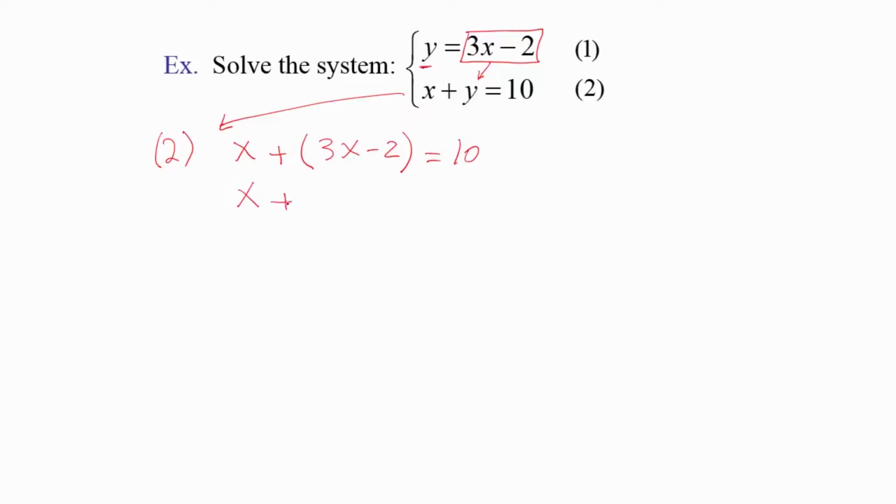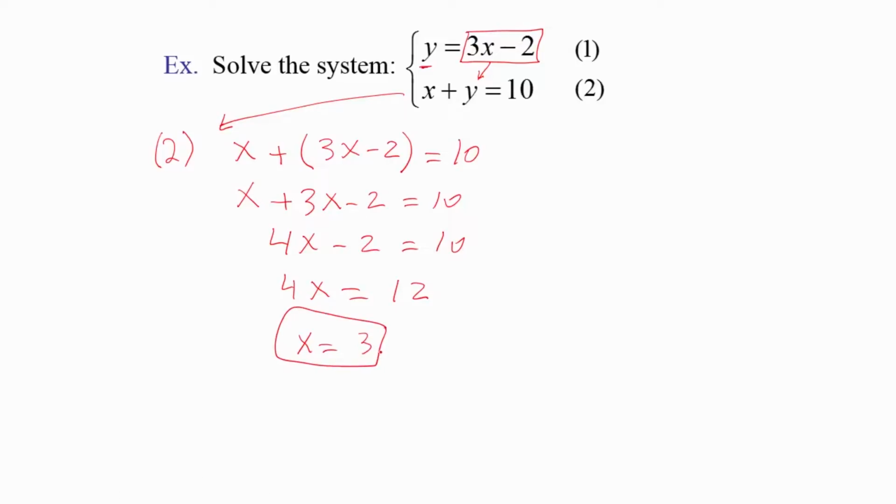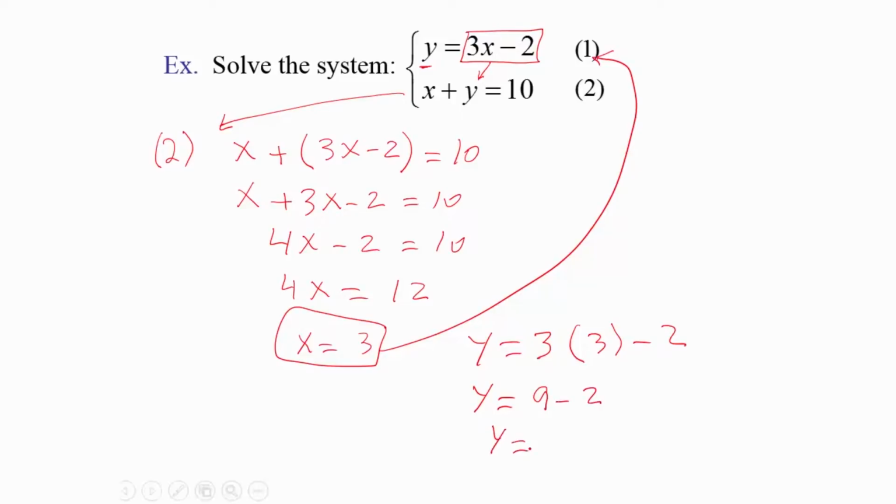Then x plus 3x minus 2 equal 10. Then 4x minus 2 equal 10. Take 2 to the other side. 4x equal 12. X would be equal to 3. That's the x value. If you plug x equal to 3 into one of these equations, it would be easy to plug it into number 1. Then y would be equal to 3, in place of x you put 3, minus 2. Then y would be equal to 9 minus 2. Y equal 7.